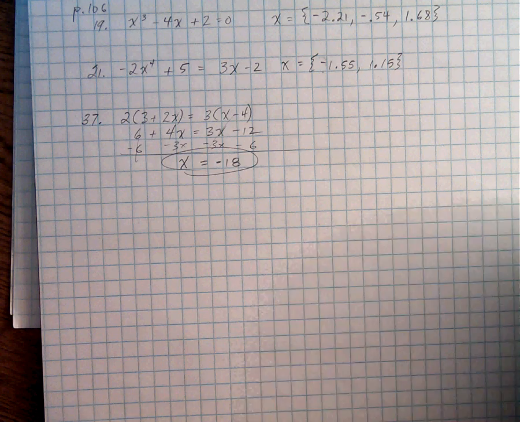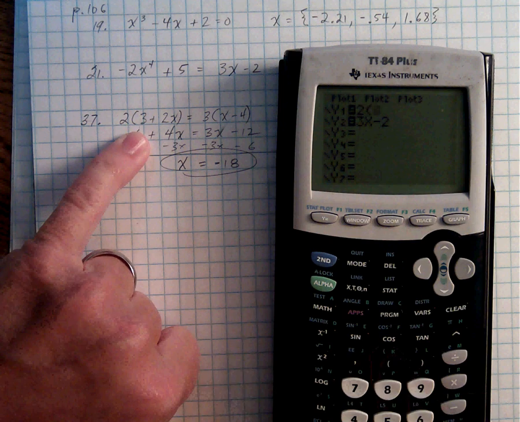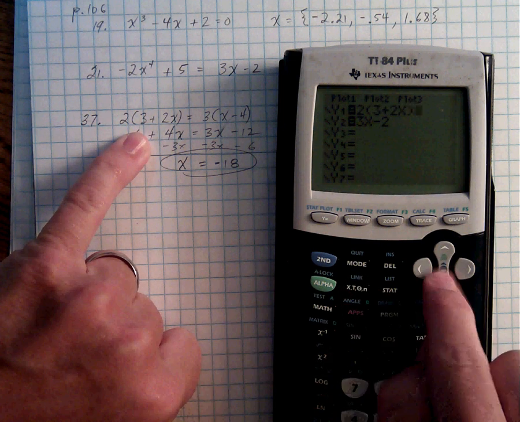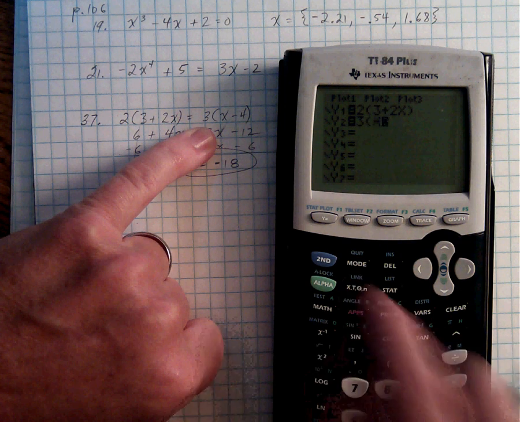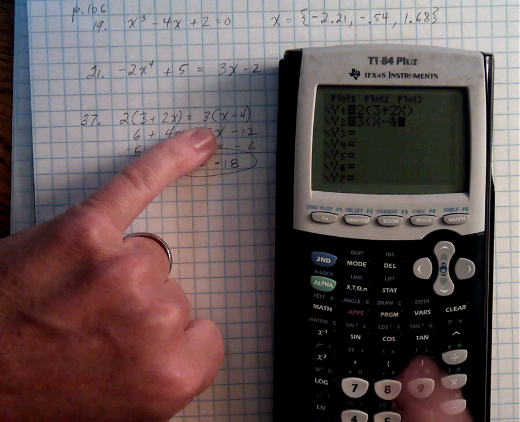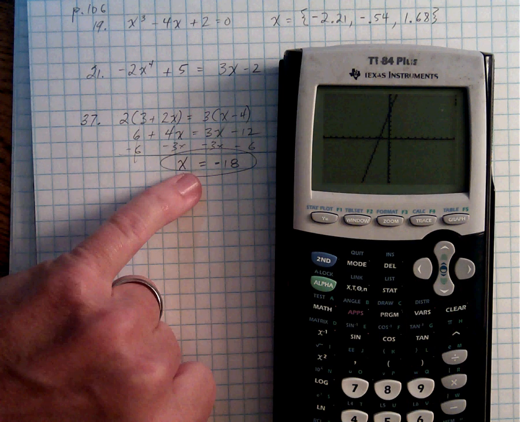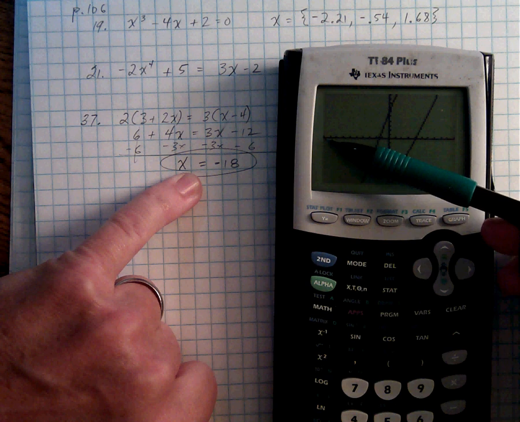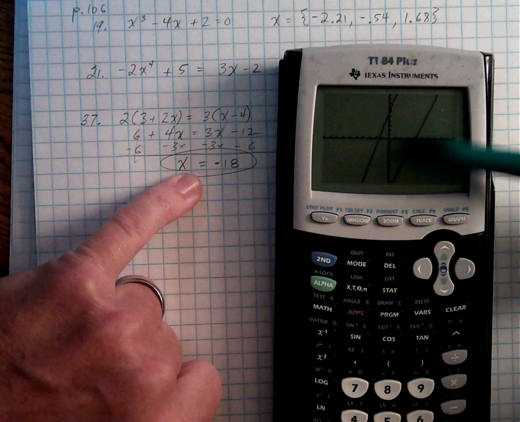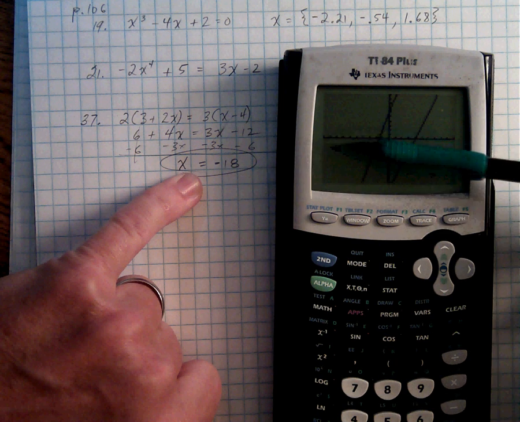And if we want to check that on the calculator, we would just go in and put 2 parentheses 3 plus 2x into y1, and 3 times x minus 4 into y2, and graph it. Now the solution here is negative 18, so as you can see it's not showing up here because mine only goes out to negative 10. So if I want to see the solution on the calculator, I'm going to have to be able to see further to the left, at least to negative 18, and further down.